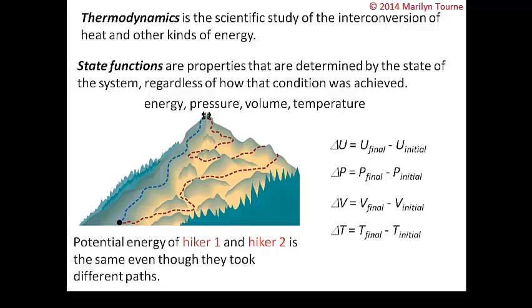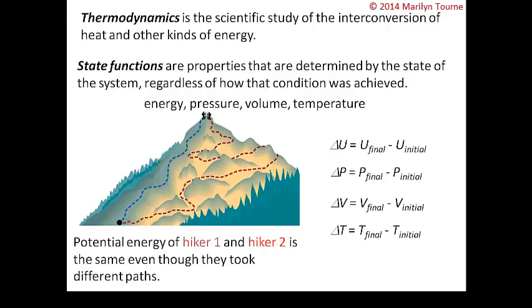In thermodynamics, we study the changes in the state of a system, and that's defined by the values of all relevant macroscopic properties. For example, the composition, the energy, the pressure, the volume, and the temperature of a system. All those variables, energy, pressure, volume, and temperature, are said to be state functions. State functions are the properties that are determined by the state of the system, regardless of how that condition was achieved.